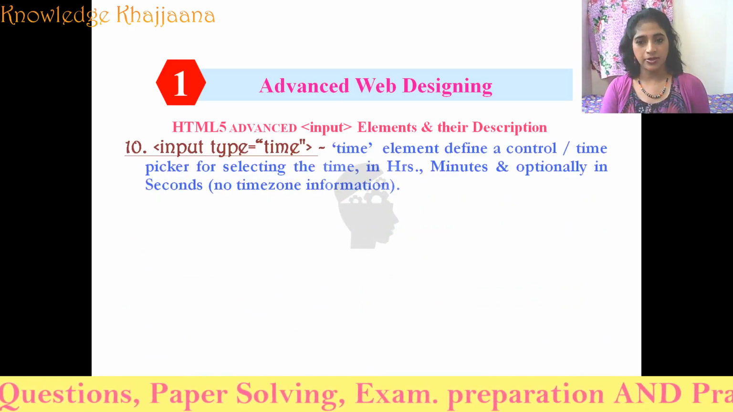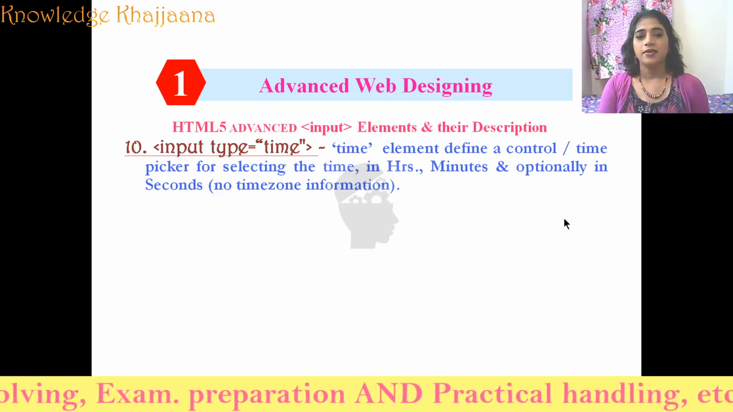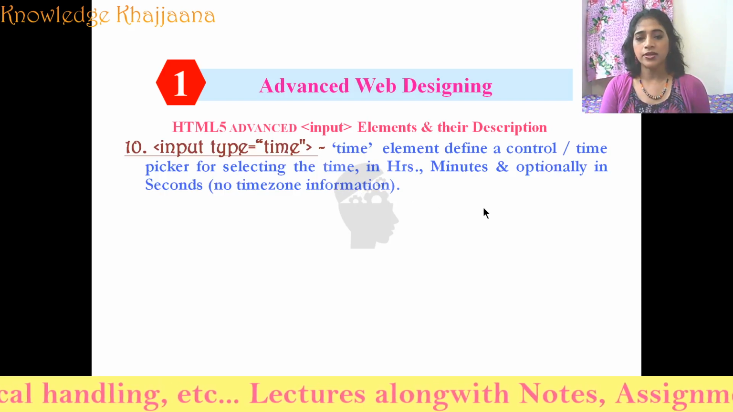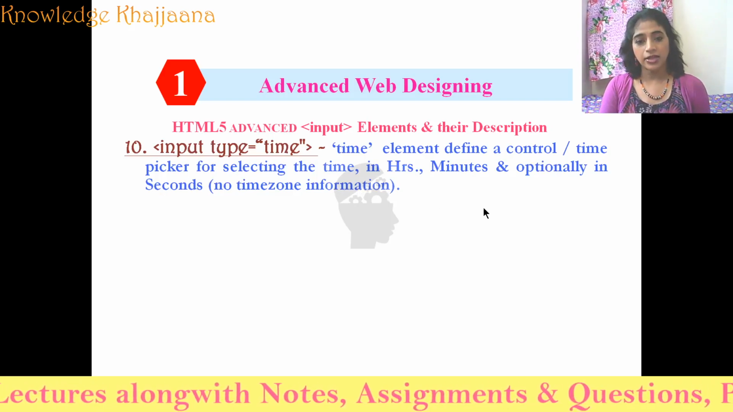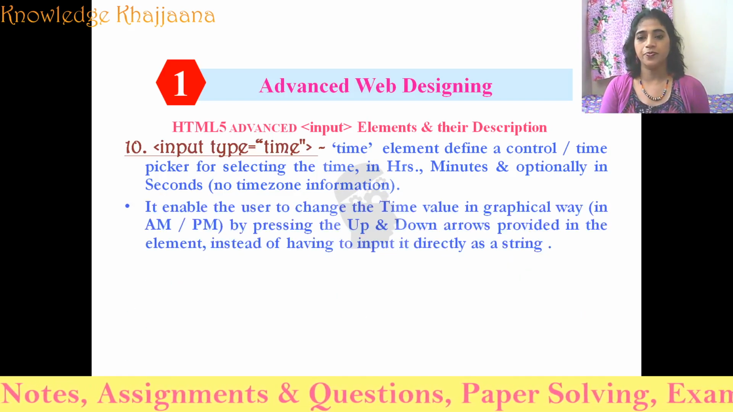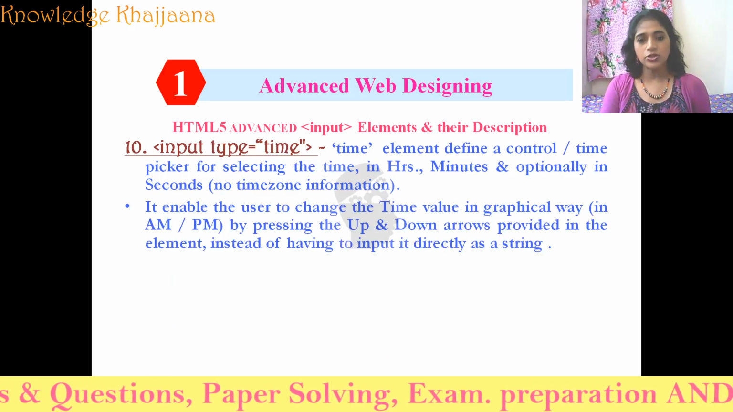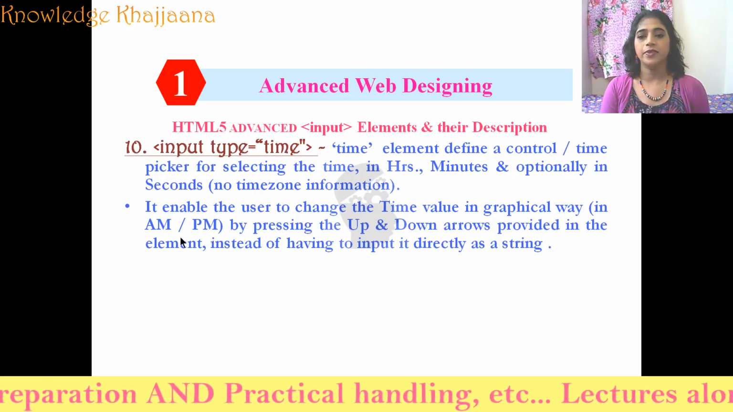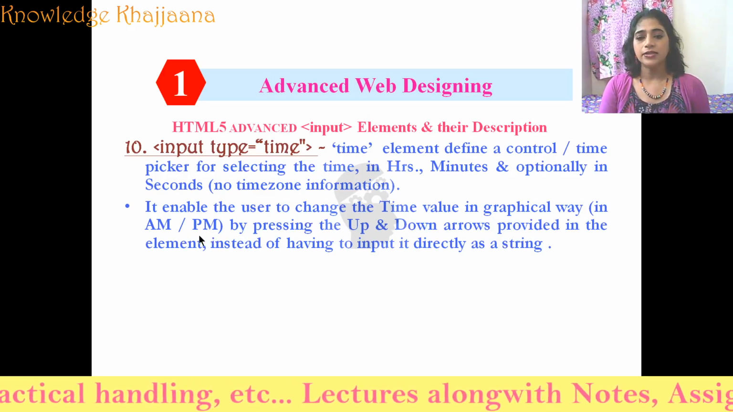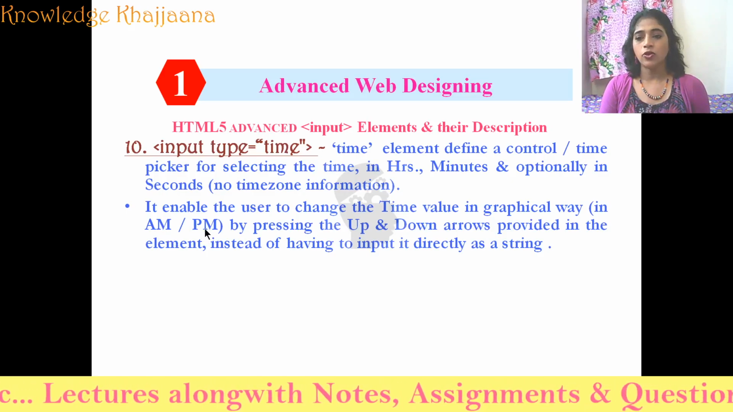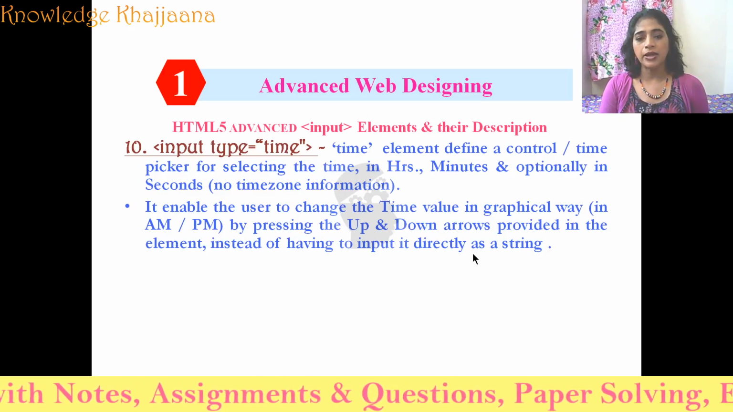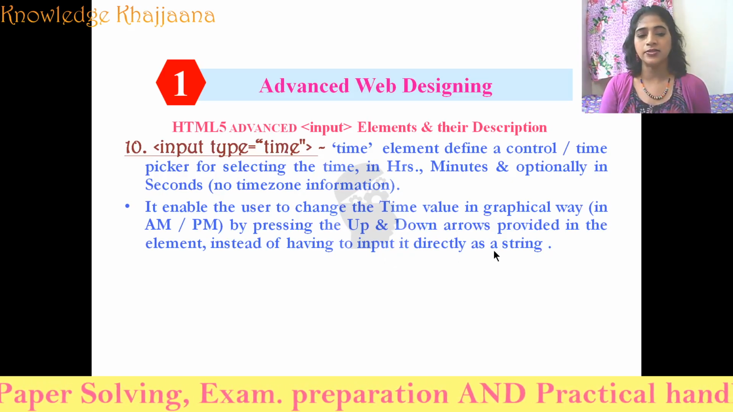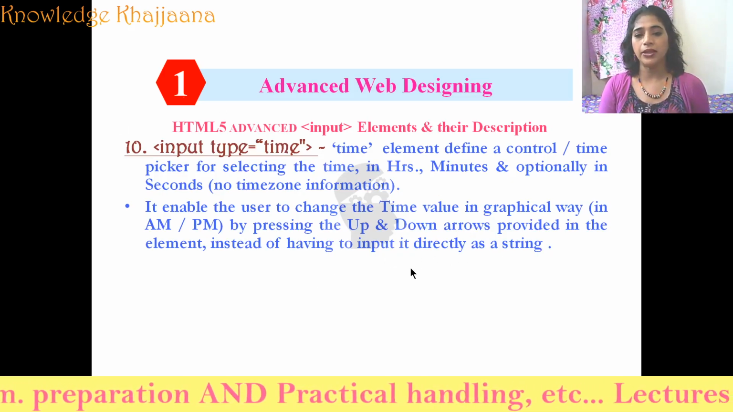The next input element is time. This time element defines a control or a time picker for selecting the time in hours, minutes, and it can optionally be in seconds also. It enables the user to change the time value in a graphical way, as we learned in the earlier example. AM/PM is activated by pressing the up and down arrows provided in the element, instead of having to input it directly by typing AM or PM.